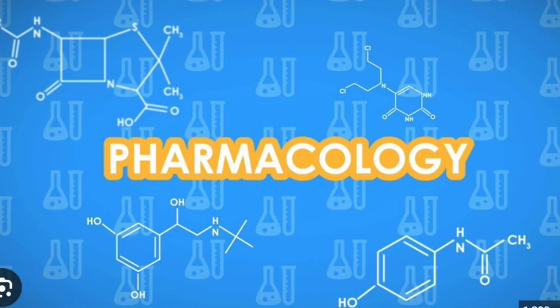What are some common opioid agonist-antagonists? Well, I hope you're saying nalbuphine, butorphanol, and pentazocine. Nalbuphine, butorphanol, and pentazocine are some common opioid agonist-antagonists. Again, they're agonist-antagonists.